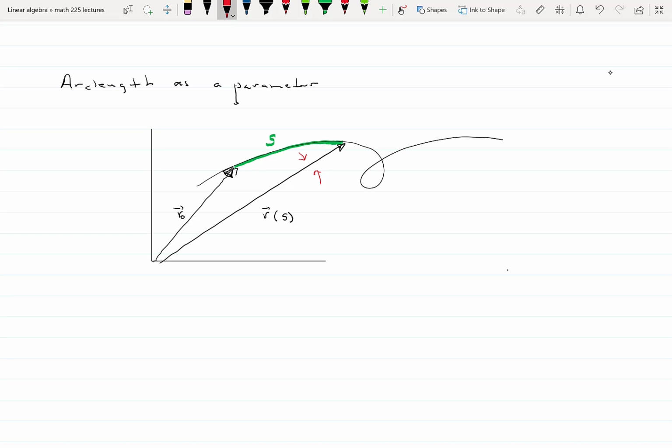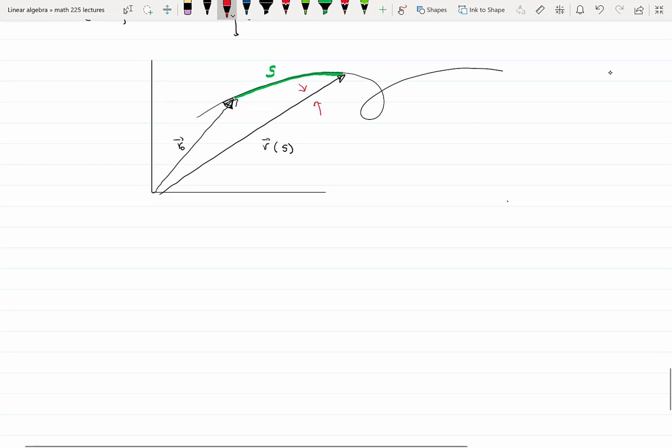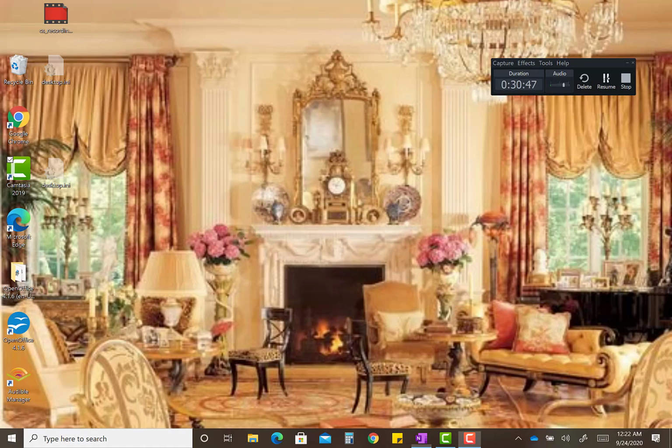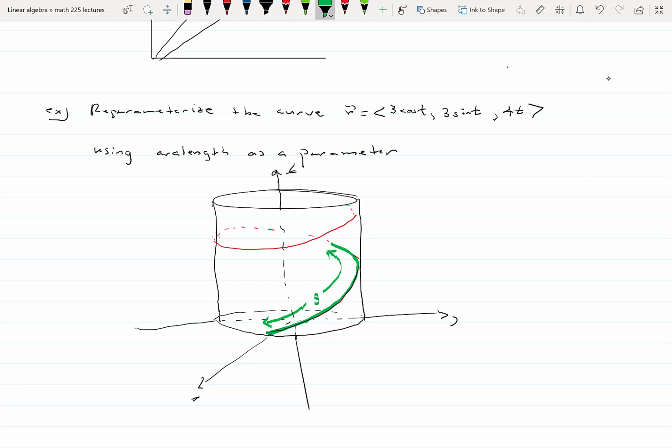Okay, so let's do an example that kind of illustrates this idea. So here's the example. Reparameterize the curve, a helix. Reparameterize the curve r equals the vector function whose components are 3 cosine t, 3 sine t, and 4t, using arc length as a parameter. So I drew a representation of the helix in red. In red is the actual curve, and s is a given arc length along the curve.